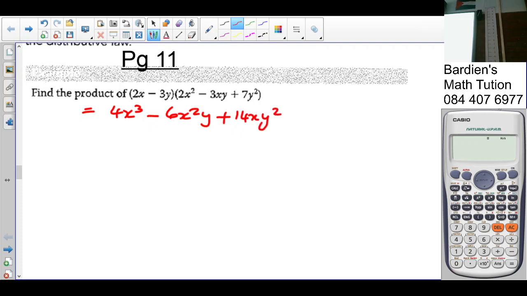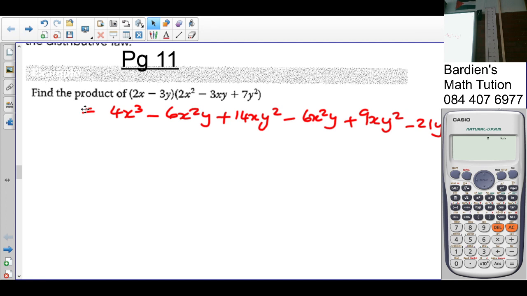Right. Now remember, this negative is part of the term. The whole negative 3y must be multiplied. Negative 3y times 2x squared, negative 6x squared y. Negative 3y times negative 3xy, positive 9xy squared. Negative 3y times positive 7y squared, negative 21y cubed. You all okay with that?